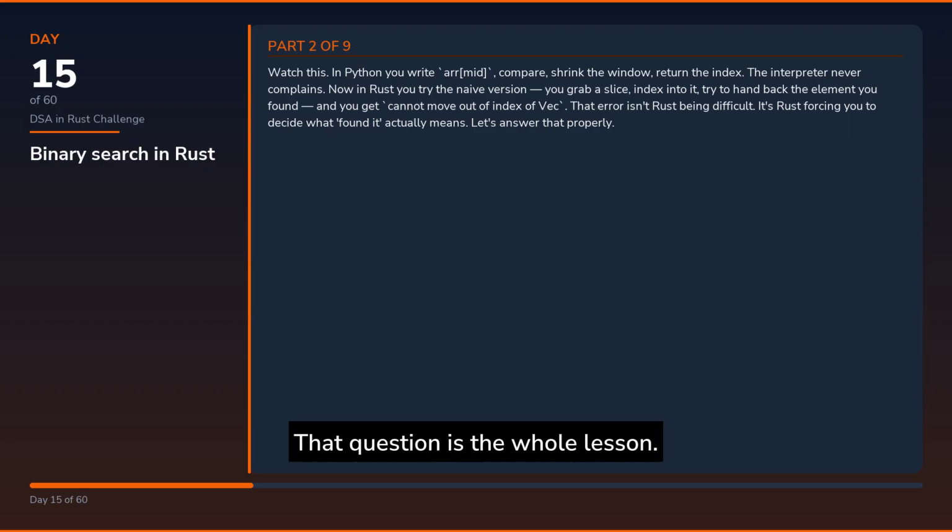Now in Rust, you try the naive version. You grab a slice, index into it, try to hand back the element you found, and you get "cannot move out of index of Vec." That error isn't Rust being difficult. It's Rust forcing you to decide what "found" it actually means. Let's answer that properly. First, slices.